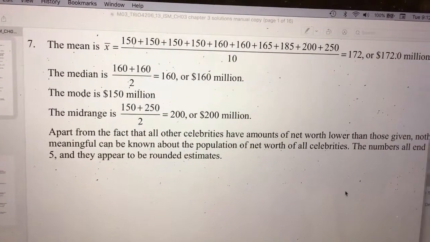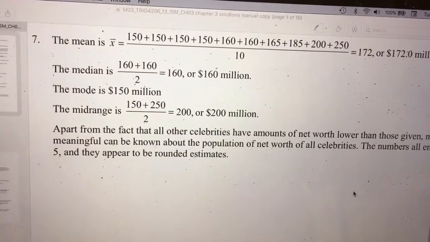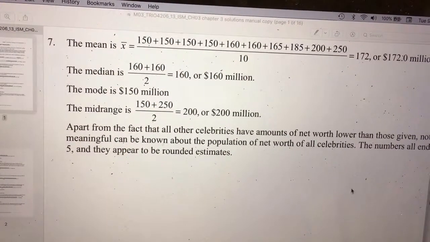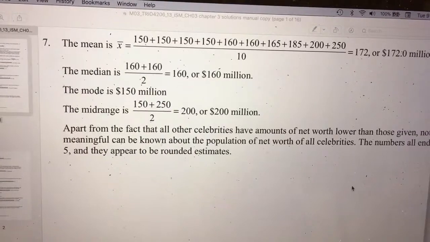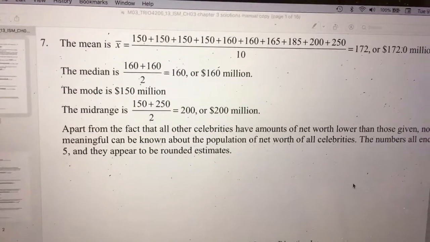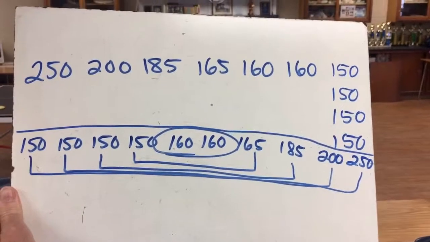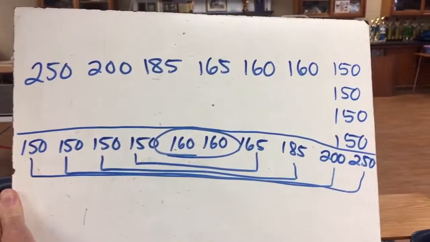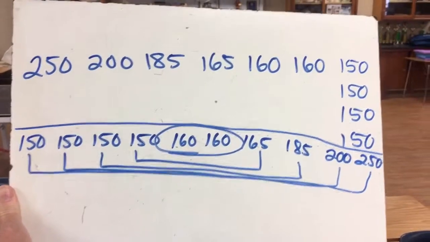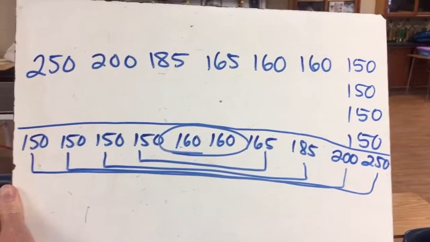But they're already showing you the calculation of the mean, which remember is just adding up all the values and dividing by 10 since there were 10 values. The median, however, so here's my board that I prepared for the median, and notice at the top I put them in the order they were given. At the bottom I put them in numerical order from left to right.